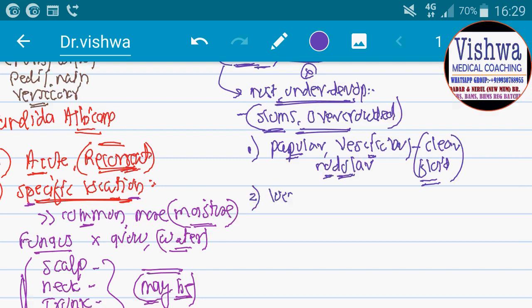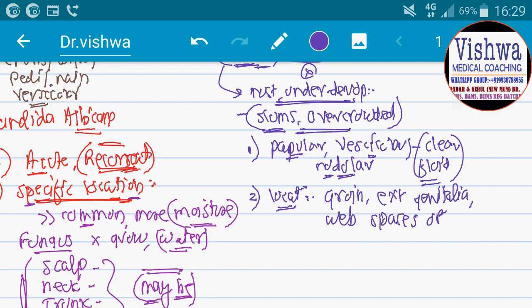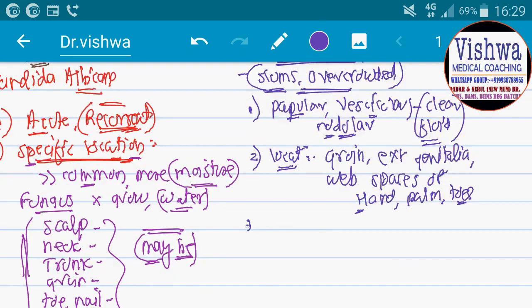Second, location: where exactly will these lesions be? It is more common in the groins, external genitalia. It is more common in the web spaces of the hand, or I can say palm and toes. So web spaces. And third important thing, it is highly contagious.